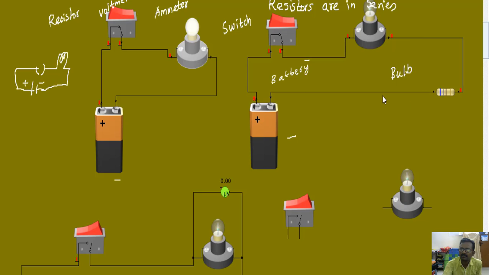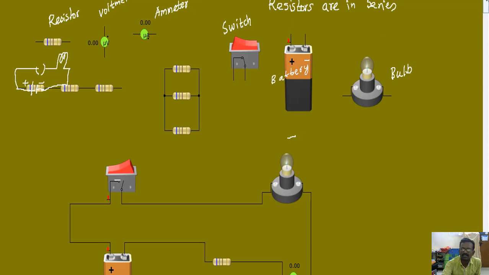So it is glowing. The resistor is resisting. See, now I delete the bypass and the bulb is not glowing. Understand? Now I am going to construct the resistors in series. Look.